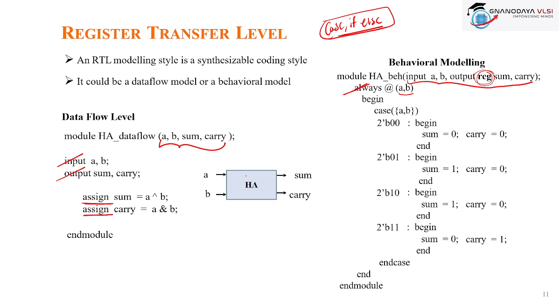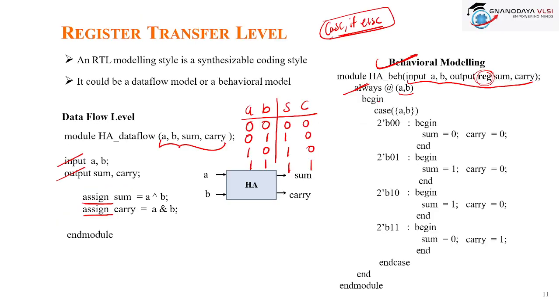Okay, based on the truth table only. So A, B, and sum, carry. In digital you already studied 00, 01, 10, 11. Sum 0 carry 0, sum 1 carry 0, sum 1 carry 0, sum 0 carry 1. So 00 means sum 0 carry 0, 01 means sum 1 carry 0, 10 means sum 1 carry 0, 11 means sum 0 carry 1. For the case statement there will be a default statement. Why it is a default statement I will tell you. This is the behavioral model.